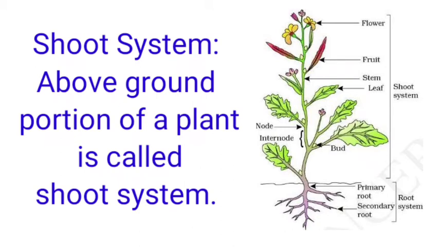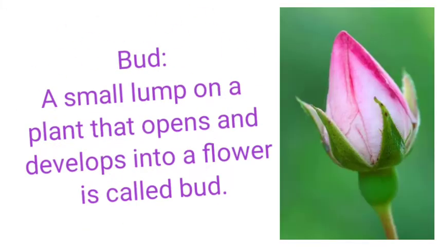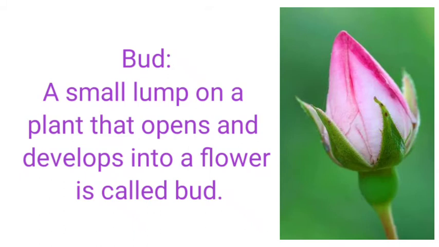First part of shoot system is bud. Now know what is bud. A small lump on a plant that opens and develops into a flower is called bud.